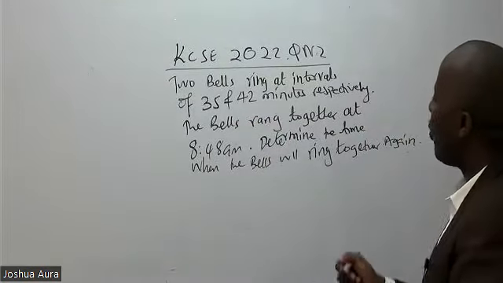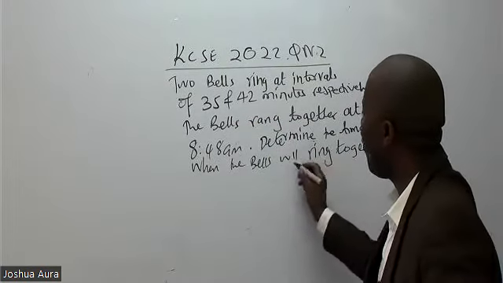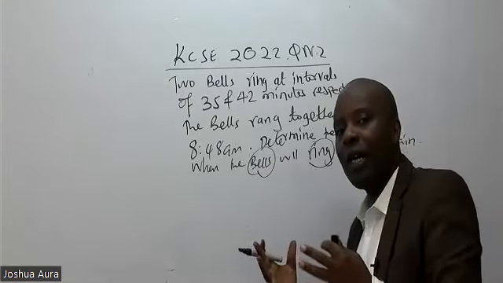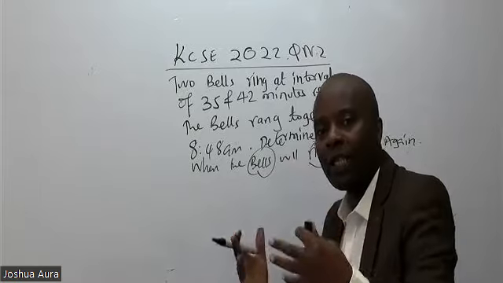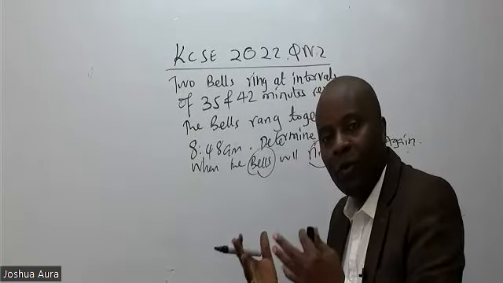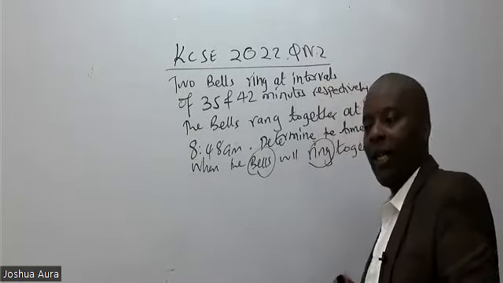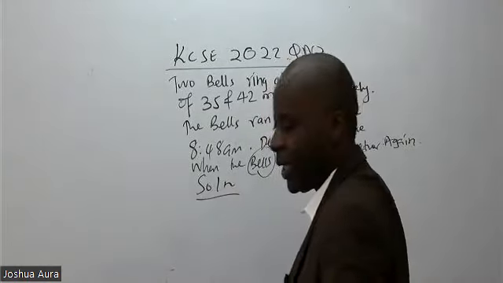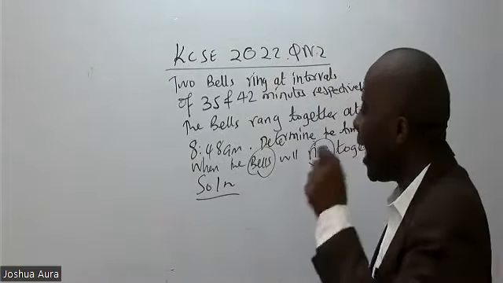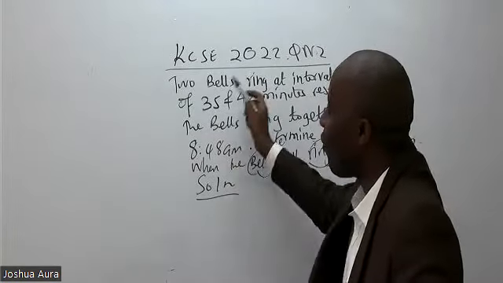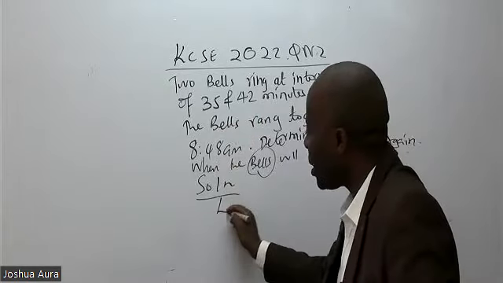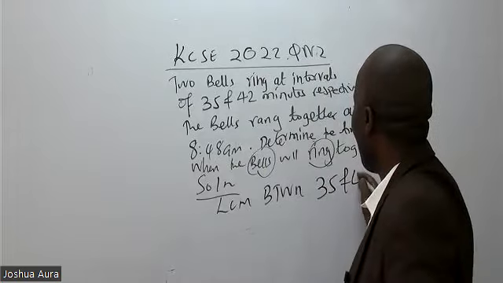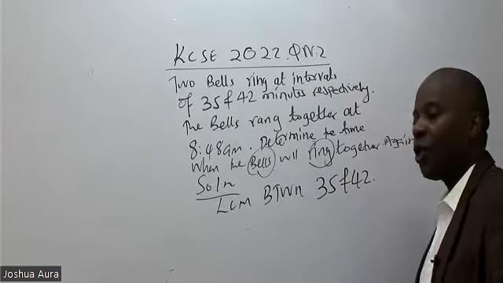So I can see the concept of determine the time when the bells, both of them, will ring. So I can see the concept of soonest. I can see the concept of common. So I can see the concept of LCM being applied here. So the very first thing they wanted us to ascertain, ladies and gentlemen, is the LCM between these intervals. So give me the LCM between 35 and 42 using the method that I've just shown you.